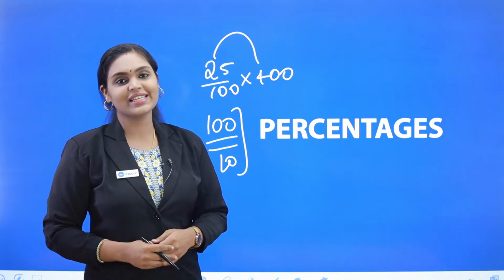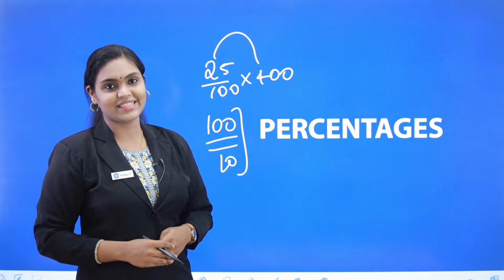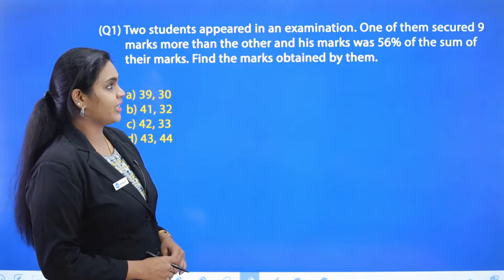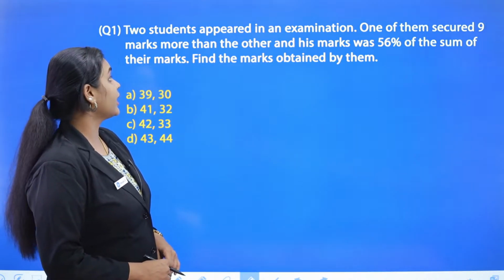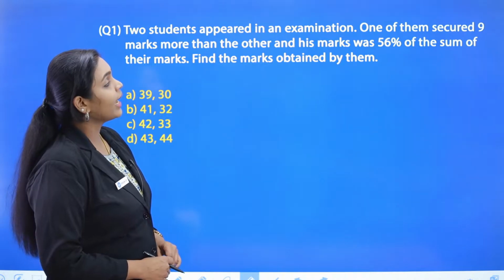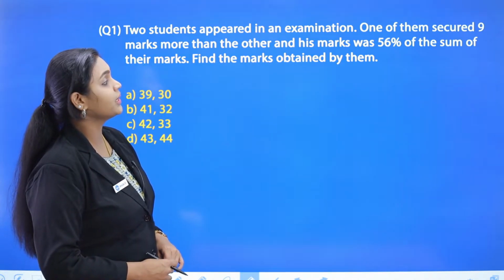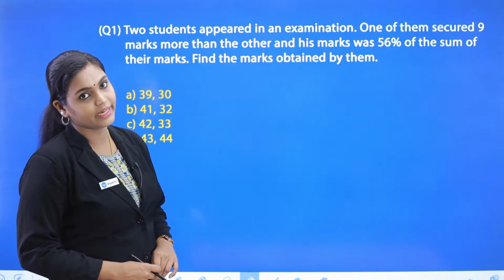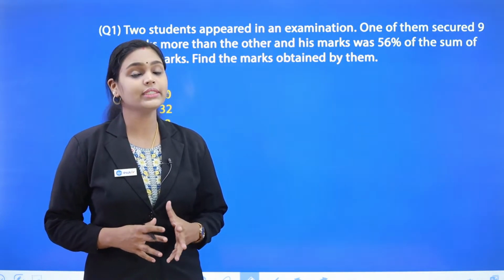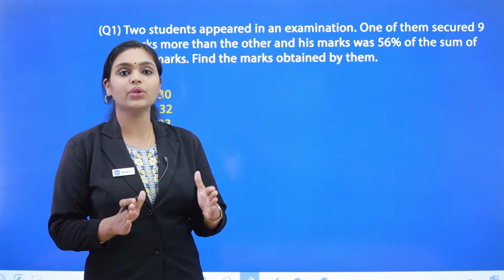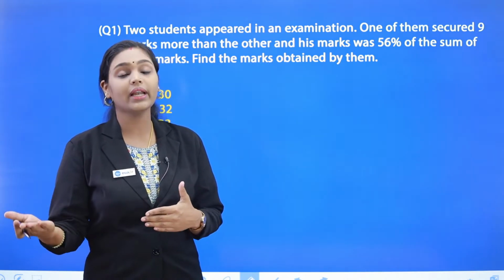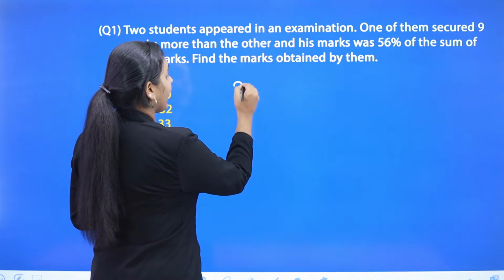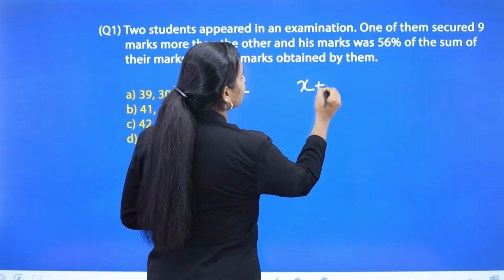Alright, now we'll discuss some application level questions in percentages. Question number 1. Two students appeared in an examination. One of them secured 9 marks more than the other and his marks was 56% of the sum of their marks. Find the marks obtained by them. So here it is given two students have appeared in the exam and one has secured a particular mark and the other one has secured 9 marks more than him. So let the marks be x and x plus 9.